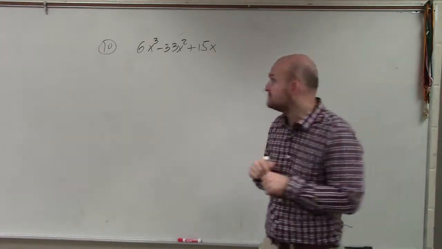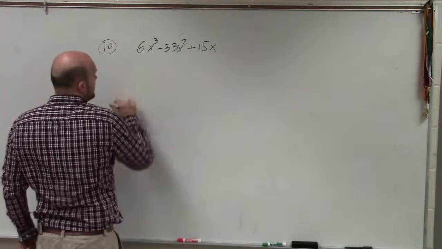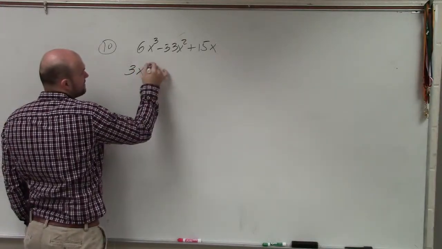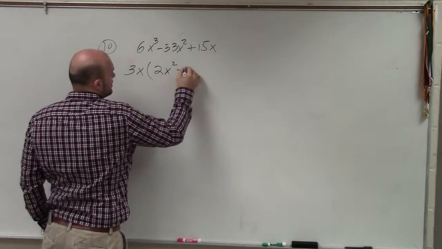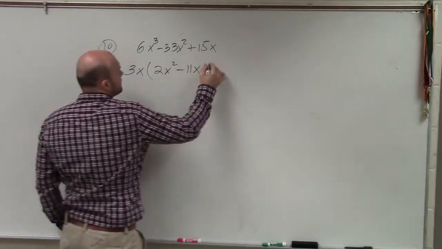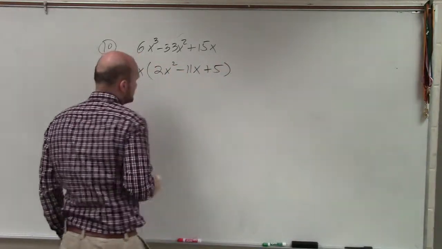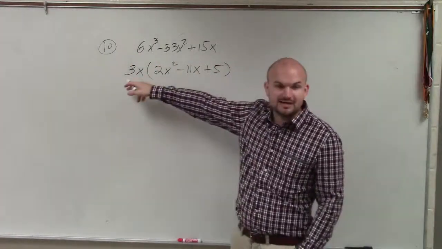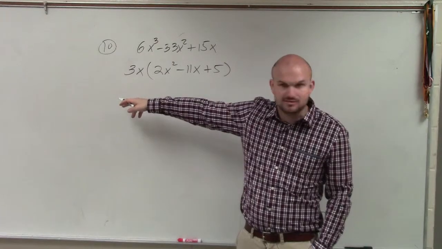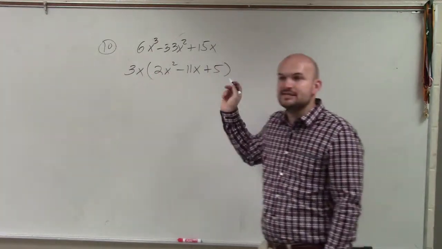The first thing we can do is factor out our common terms, which in here would be a 3x. When I factor out a 3x, I'm left with 2x squared minus 11x plus 5. So you can see that 3x was one of the factors of the answers, right? Yes, 3x was one of the factors. Now I just need to continue to factor this.